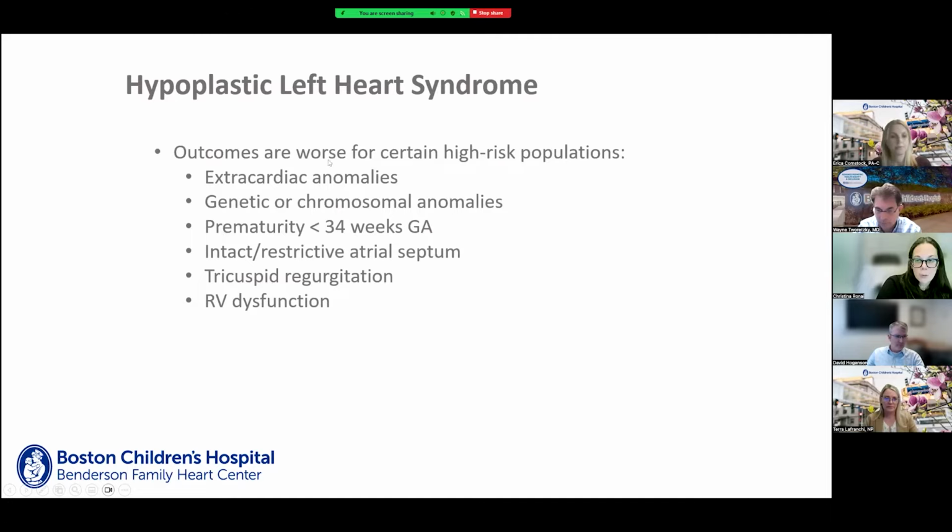Importantly, some outcomes are worse for higher risk populations, especially those that have extracardiac anomalies, genetic or chromosomal anomalies, prematurity less than 34 weeks gestational age. Also if the atrial septum, that communication I was showing earlier, is intact or restrictive, or as we mentioned, there was valve regurgitation or right ventricular dysfunction.